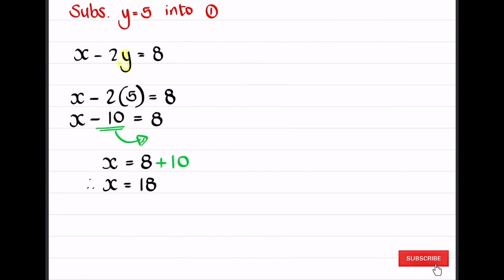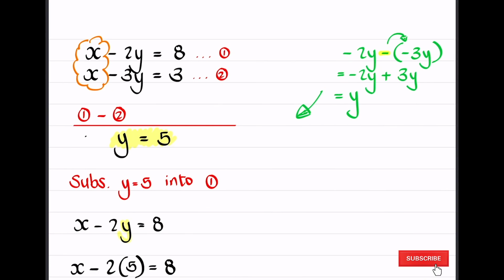So I have a y value of 5 and an x value of 18. So what that means is that if I were to take those values and substitute them into this first equation, so I substituted x is 18, y is 5, I'd get an answer of 8. Similarly, if I took x is 18, y is 5, and I substitute it into the second equation, I'm going to get the 3.